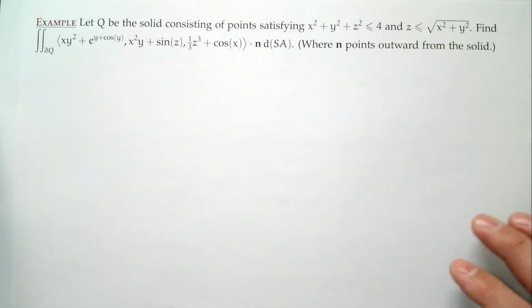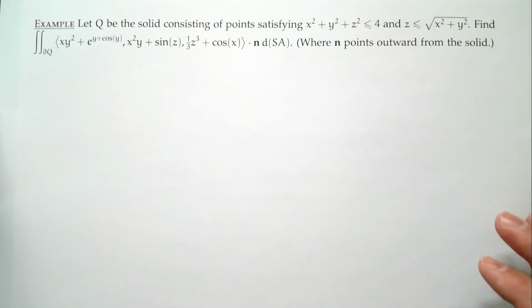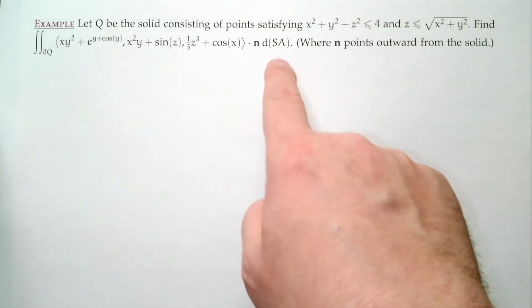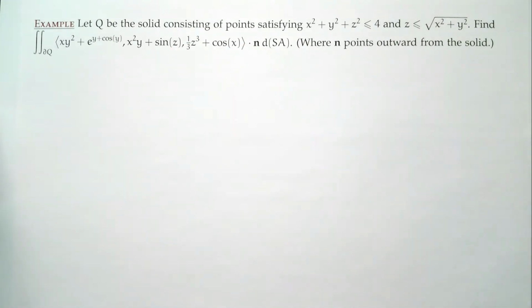Let Q be the solid of points satisfying x squared plus y squared plus z squared is less than or equal to 4, and z is less than or equal to the root of x squared plus y squared. Find the integral on the boundary of this solid of some crazy thing dot n dS, and n points outward from the solid. Again, we go through our mental test.